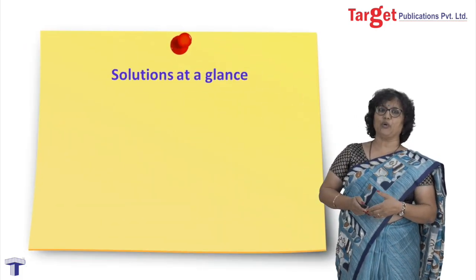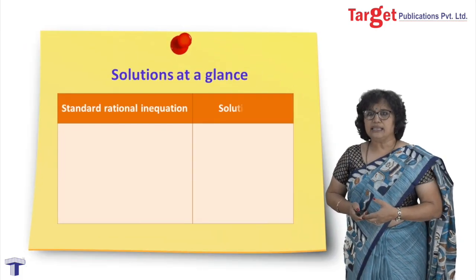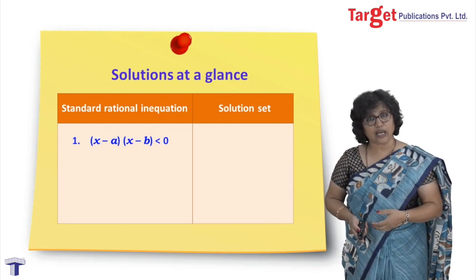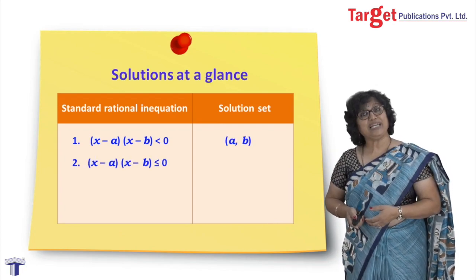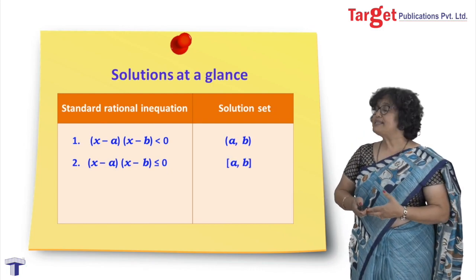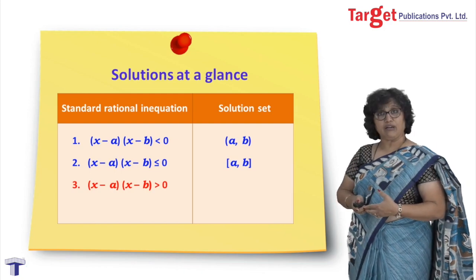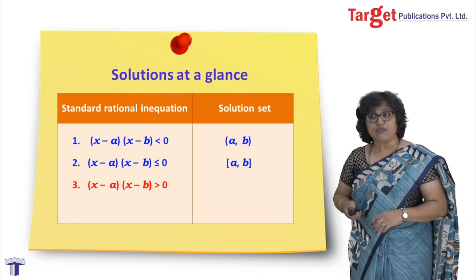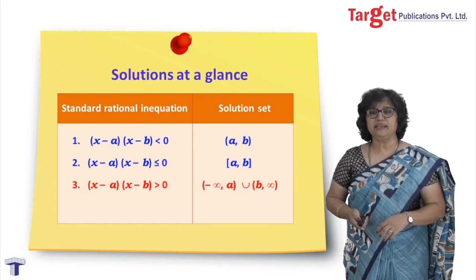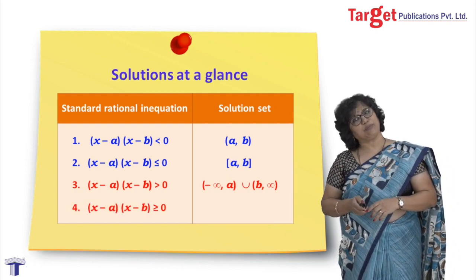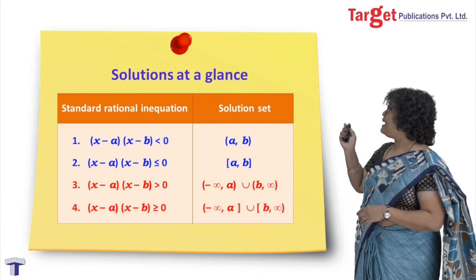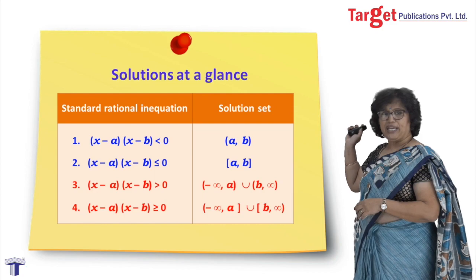Let us have a quick glance. For (x minus a)(x minus b) less than 0, the solution is the open interval (a, b). For (x minus a)(x minus b) less than or equal to 0, the closed interval [a, b]. The third type is (x minus a)(x minus b) greater than 0, and the solution set would be before a or after b, that is, a union of open intervals. And the fourth type is (x minus a)(x minus b) greater than or equal to 0, and the solution set would be minus infinity to a closed, union closed b to infinity.